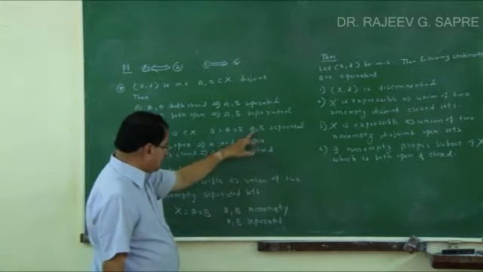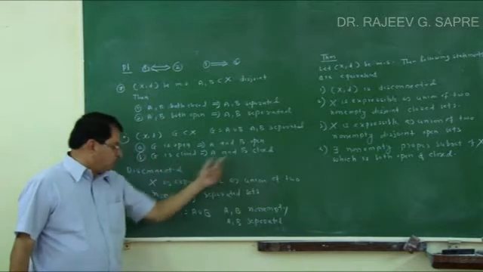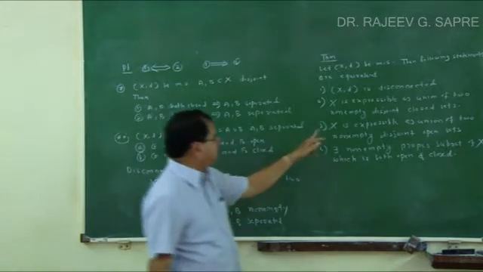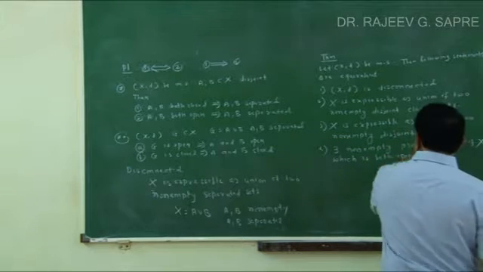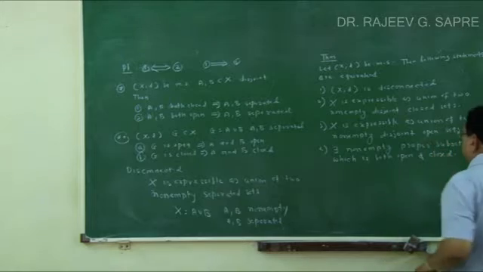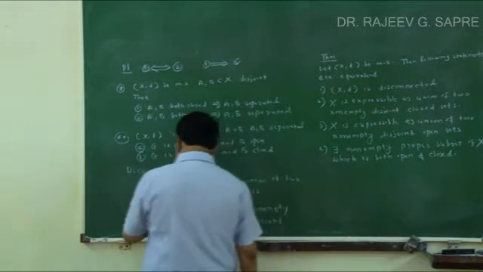A and B are separated. That also we are given. So when G is closed, A and B are closed. So when X is closed, A and B are closed. So this follows the first rule: 1 implies 2. X is expressible as a union of two non-empty disjoint closed sets. Also 1 implies 3 follows: X is expressible as a union of two non-empty disjoint open sets because of this.